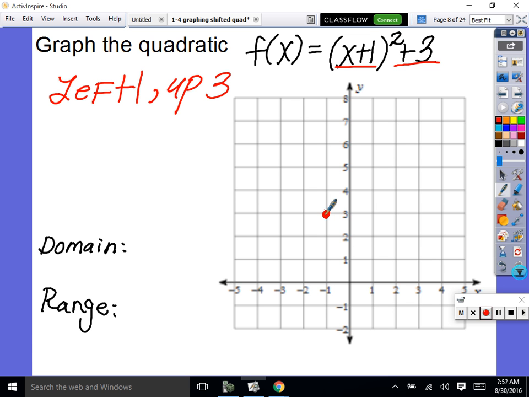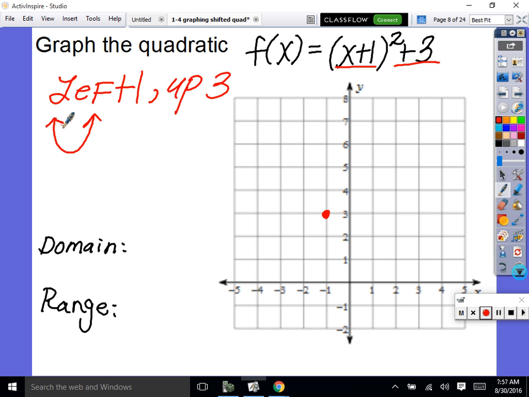Now looking at this, there was no stretch, right? There was no compression. It's just a 1 in front, so we're good. It's not a stretch or compression, and it's not reflected over the x-axis. So we know this is an upward-facing parabola. Awesome. So now we need some more points up here somewhere.